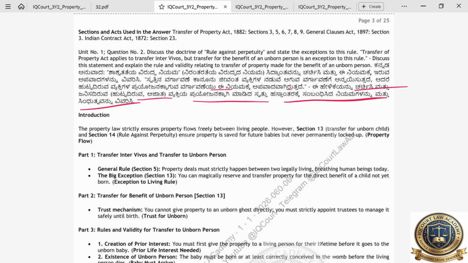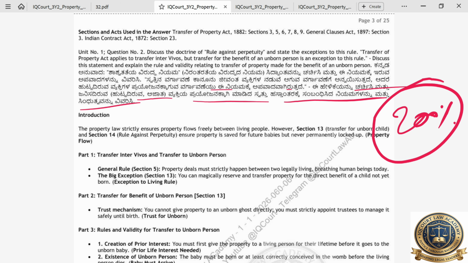That is a very, very important question. 200% important question. High probability is there. They will ask this question. This is the most important question.